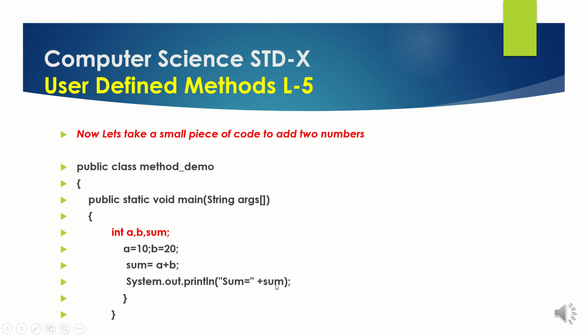This is a small piece of code, written over here without methods. Now, if the requirement comes to add four numbers of integer type, again we have to add c and d. So variables are increasing over here.